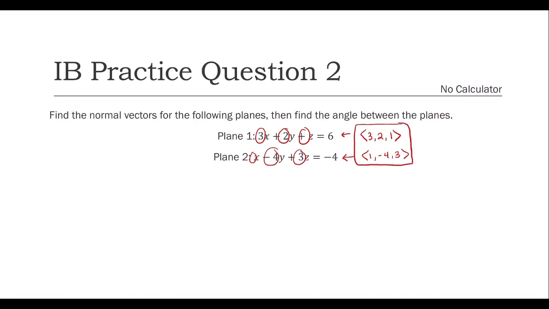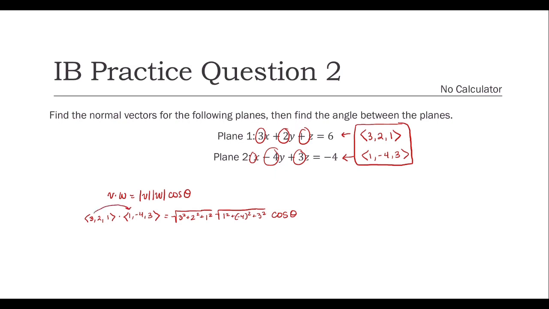Now we need to find the angle between the planes. To do this, we could find our angle between our normal vectors. So that would be v dot w equals the magnitude of v times the magnitude of w times the cosine of theta. So v would be 3, 2, 1 dot w, 1, negative 4, 3 equals our magnitude of v, which is the square root of each component squared and added together, times the square root of 1 squared plus negative 4 squared plus 3 squared, and then times the cosine of theta.